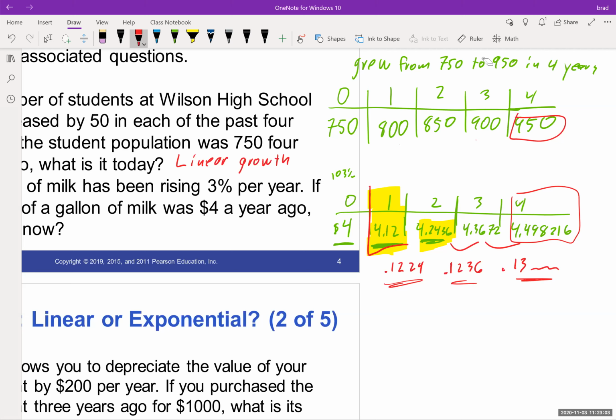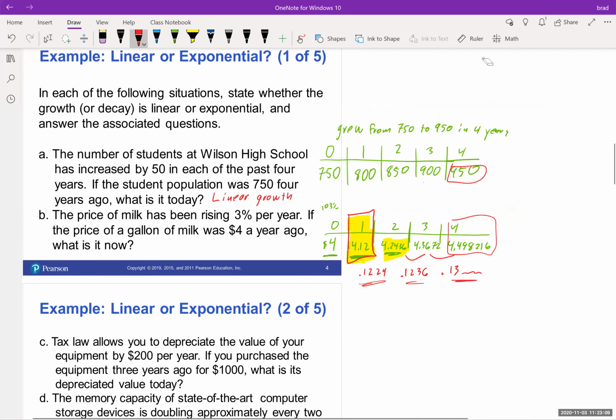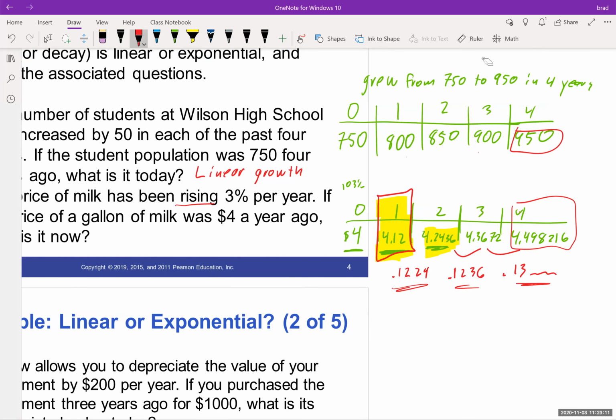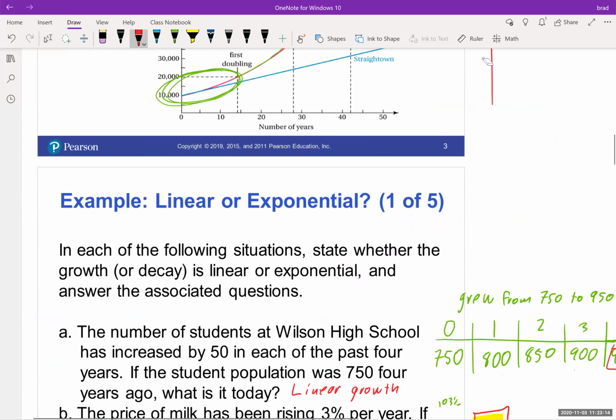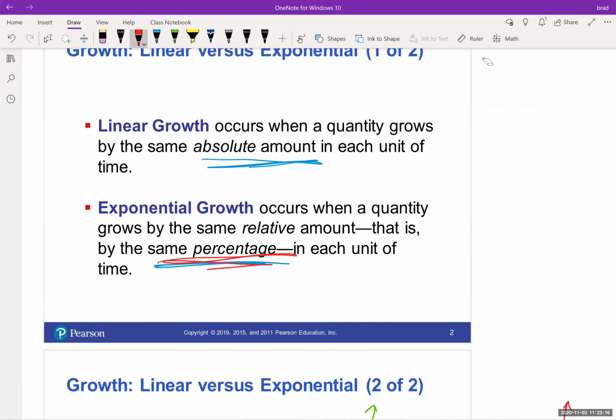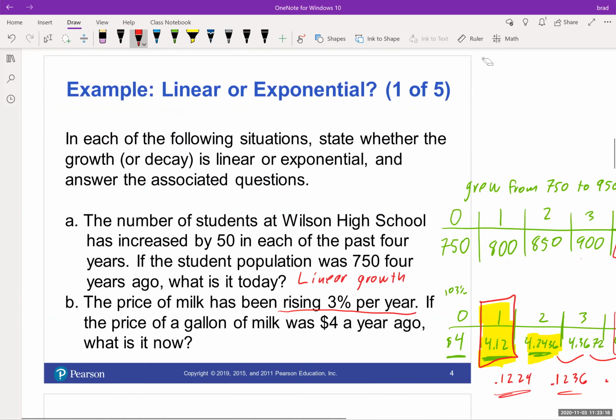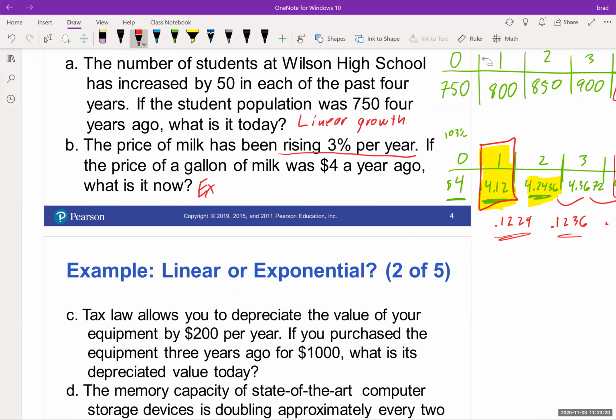Now, the problem only asked us for this, but I'm just doing this in case the homework asks you to go further. Okay. The main thing is you guys notice right when you see it that it says rising percentage per year. That literally goes right back to this same percentage per year. So it's exponential growth. Okay, so this is exponential growth, and we will have $4.12.